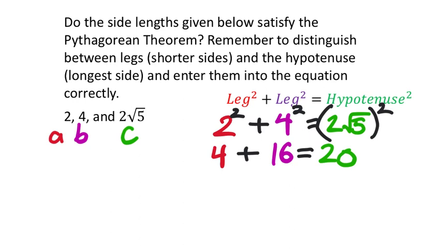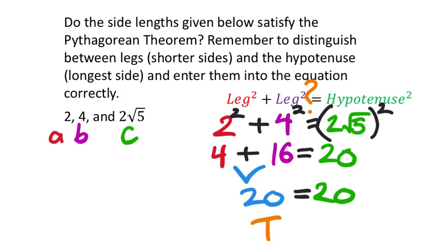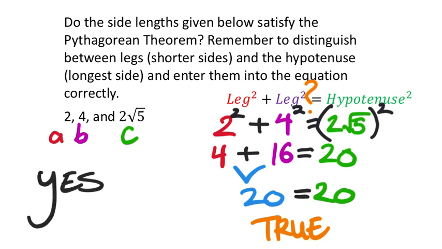And what do I know? I do know that 4 plus 16 is 20. But does 20 in blue equal 20 in green? Yes, it does. Because that's what we're actually seeing, if this is actually equal. And yeah, that's a true statement. Which means that yes, these three side lengths would make a right triangle.